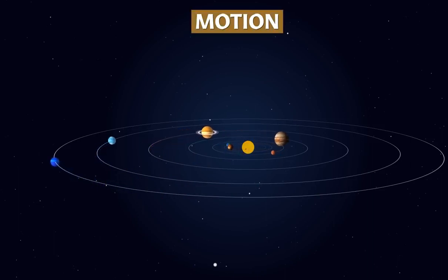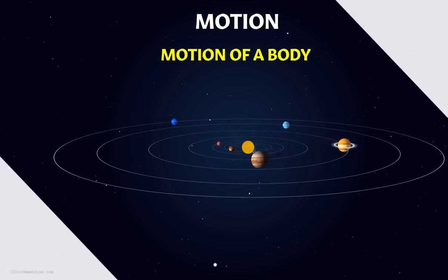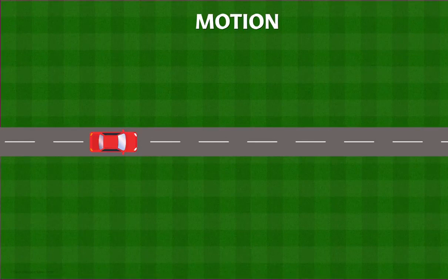But what if I ask you to tell me the definition of motion? How can we define something as intuitive as motion of a body? Well, for that, we need to look at what exactly happens to a body when it's in motion. Let's say this vehicle moves from point A to point B.